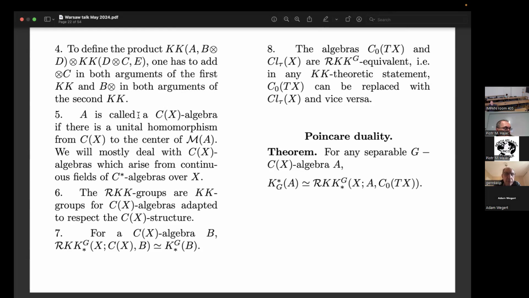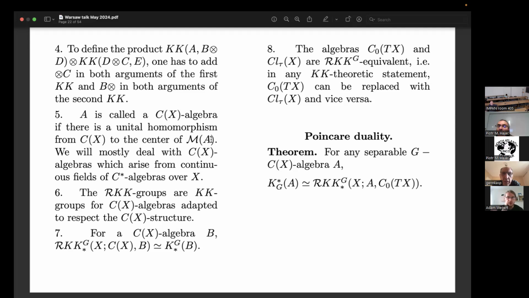Now, what I call a C of X algebra is an algebra where there's a unital homomorphism from C of X to the center of M of A. In the case of a locally compact space, it's not unital. And the condition of unitality is replaced by saying that A times C0 of X is dense in A. If you multiply A by C0 of X, you will get elements dense in A.